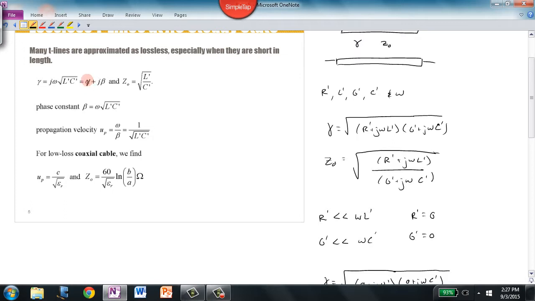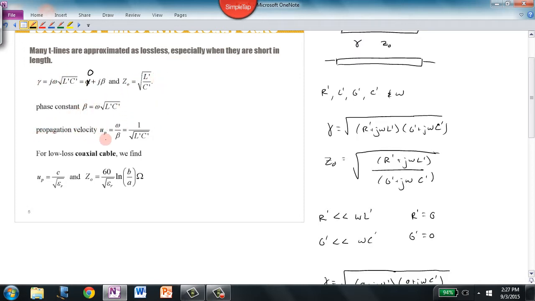There's a little typo right here. You need to make that 0 plus j beta. So gamma is equal to j omega square root of L prime C prime, which is equal to 0 plus j beta, and then Z is equal to the square root of L prime over C prime. So very important results, important enough that I've summarized them here.